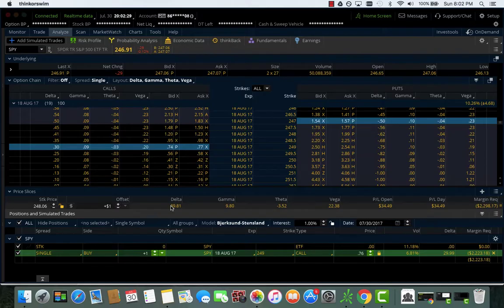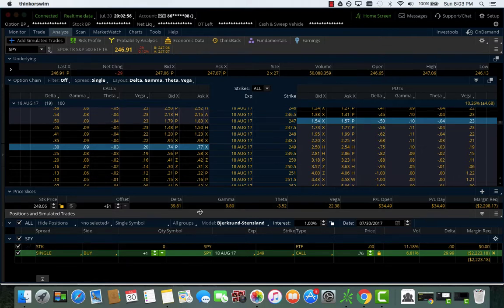So now instead of having the synthetic ownership of 30 shares of stock, if SPY goes up a dollar, because we have a positive 9 gamma on the 249 call, the delta will now be about 39. And instead of having the synthetic equivalent of 30 shares, we will have the synthetic equivalent of 39 shares, right? So that's what gamma is.